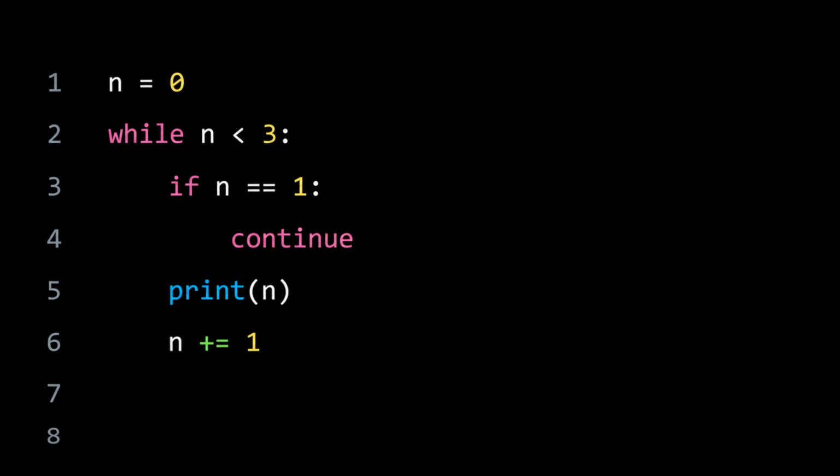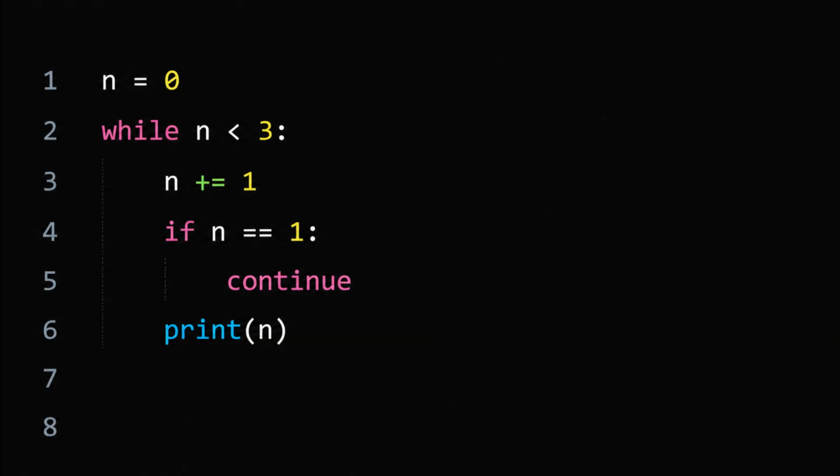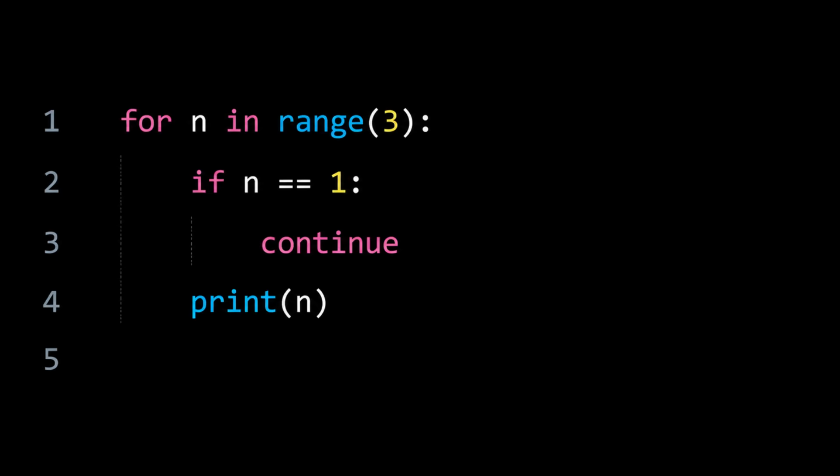So there are a few ways you can fix it. One way is to move the increment above the continue. So you now have n is equal to 0, while n is less than 3, n plus equals 1, if n is equal to 1, continue, then print n. Another approach would be to use a for loop. So we can say for n in range 3, if n is equal to 1, continue, and then print n.